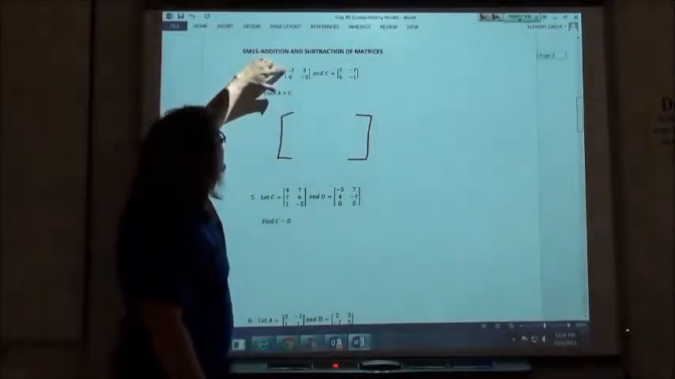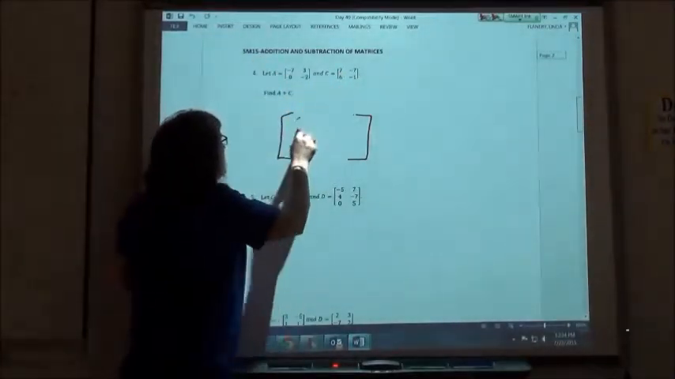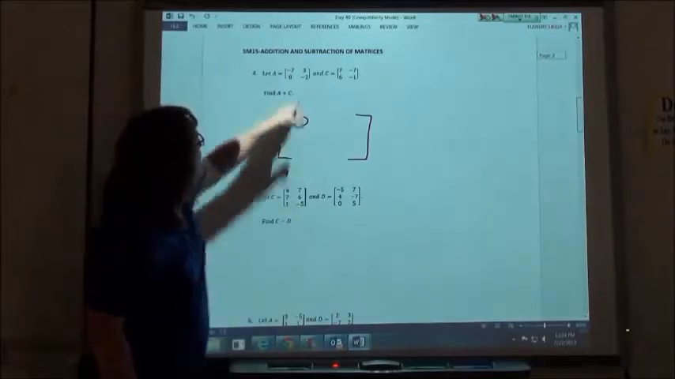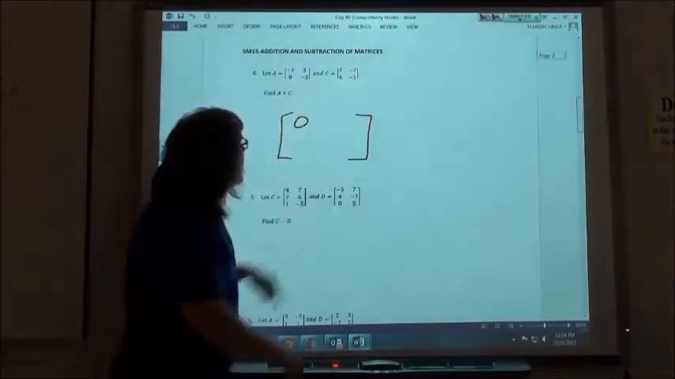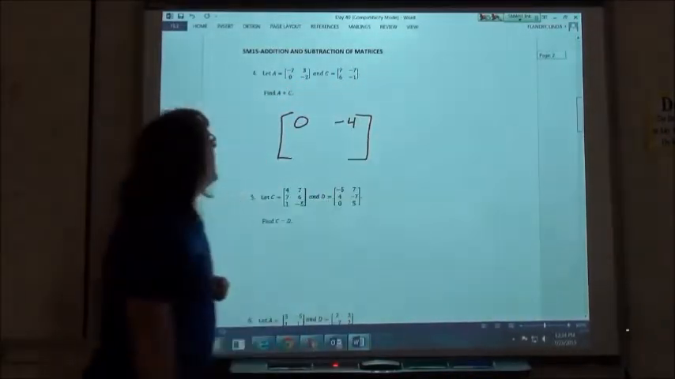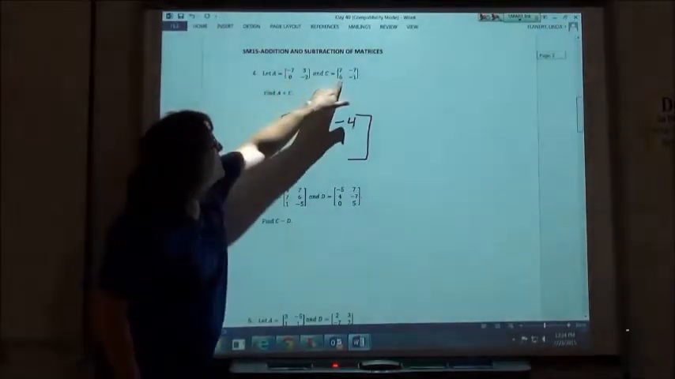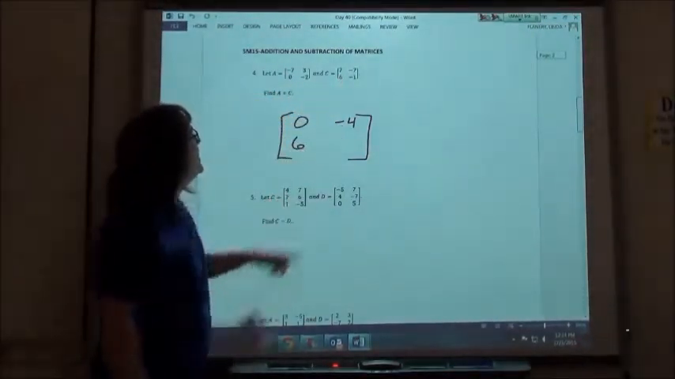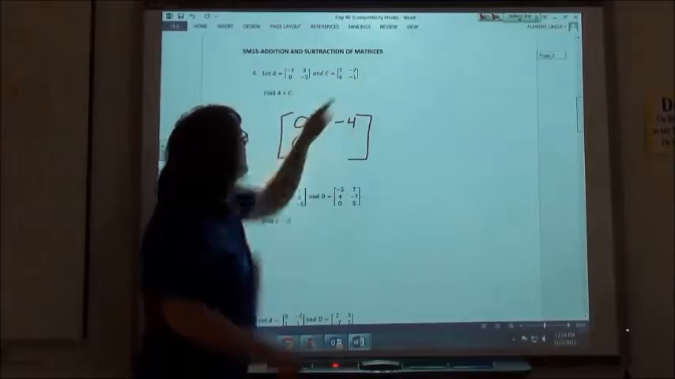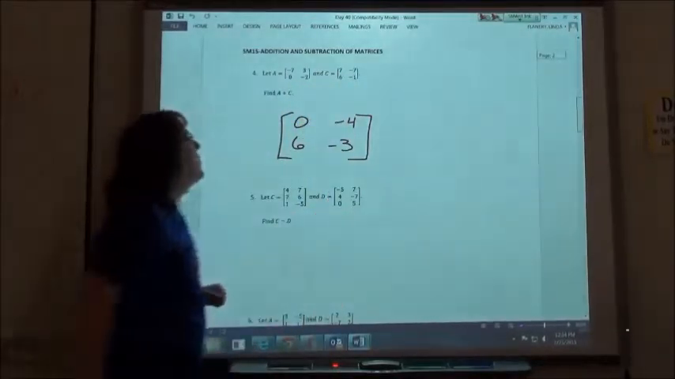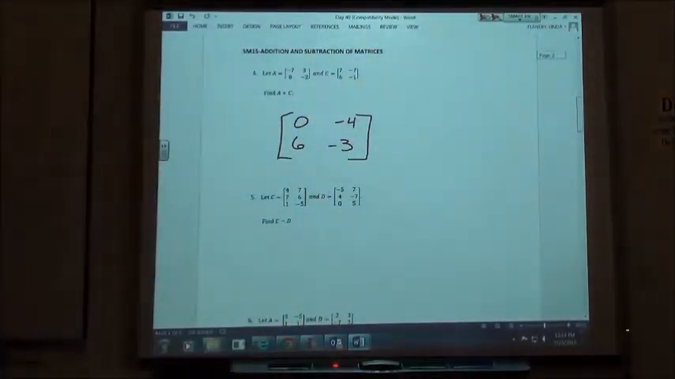I'm going to take -7 plus 7, which is 0 for my first number. 3 plus -7, which would be -4. 0 plus 6, which would be 6. And -2 minus 1, -3. And that's going to be my answer for A plus C then.